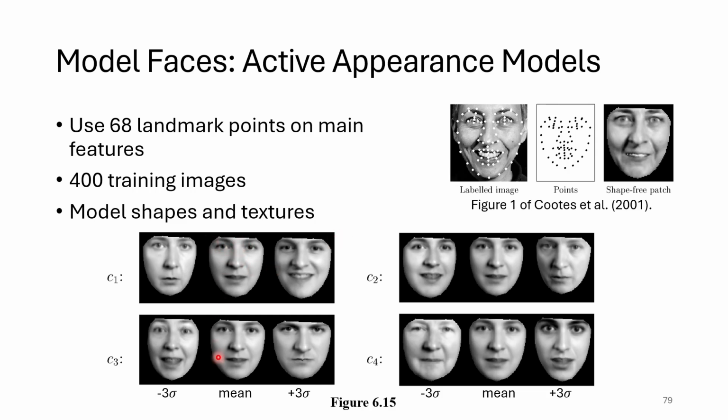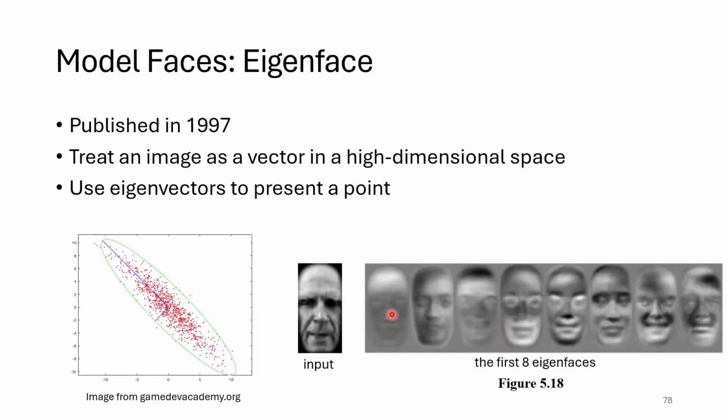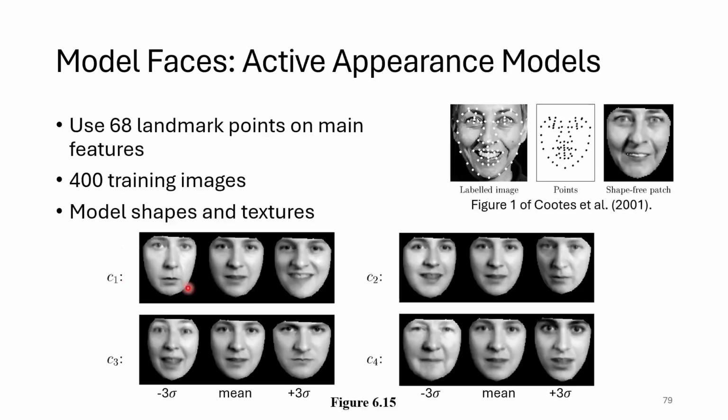So let's see this. The second column is the mean. So the 1, 2, 3, 4 are all the same. Like the eigenface, they also learn the principal components for those 68 landmark points. They will have several axes, the first, second, third, and fourth. And they apply the change from the mean face along a certain axis. So this is the -3 standard deviation, and this is +3 standard deviation. So you will see the change of the face.